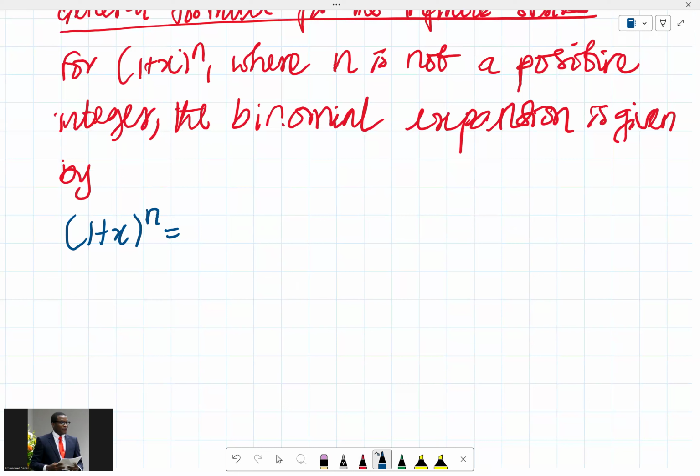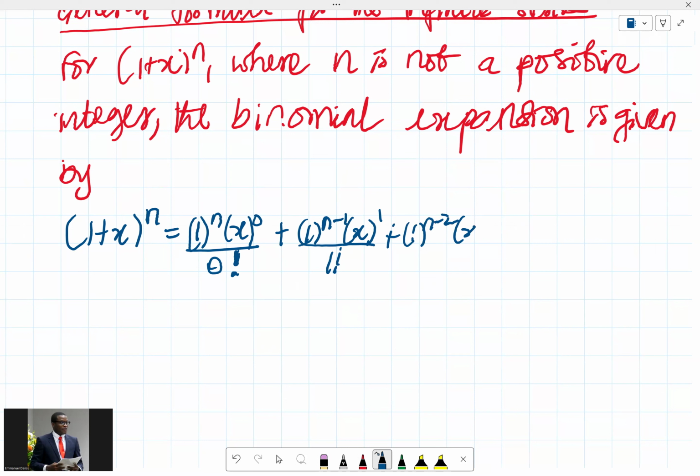So this will be something like, as usual, if you like, 1 raised to power n, x raised to power 0. I know all of that is going to be 1. This over 0 factorial for easy understanding. Then plus 1 raised to power n minus 1. Of course, the power of 1 will start reducing, while the power of x will be increasing. So x raised to power 1. So at every point in time, n minus 1 plus 1 should give you n. So this is about 1 factorial plus 1 raised to power n minus 2 x.